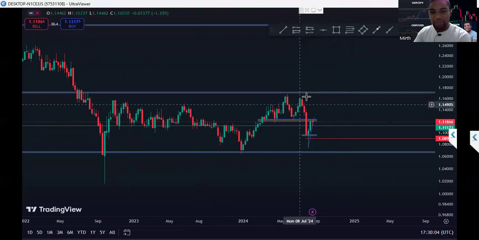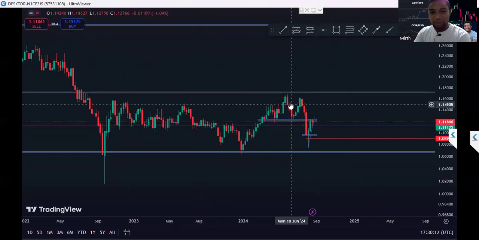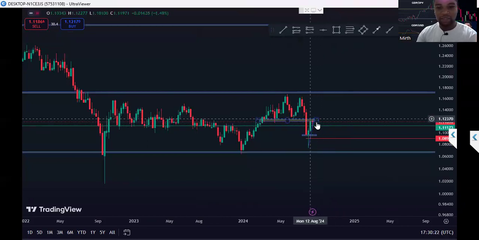I want to see a bearish candle like this at this level, at this region. That's what I want to see. A bearish candle at this region. A bearish candle like this at this area. Although this candle is already telling me that there is a problem. This is an indecision candle.